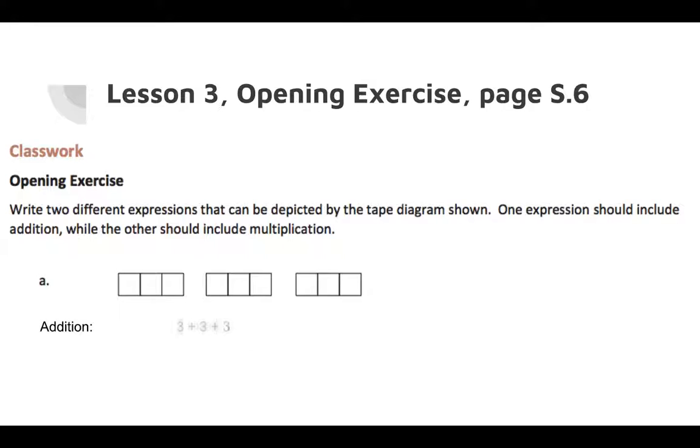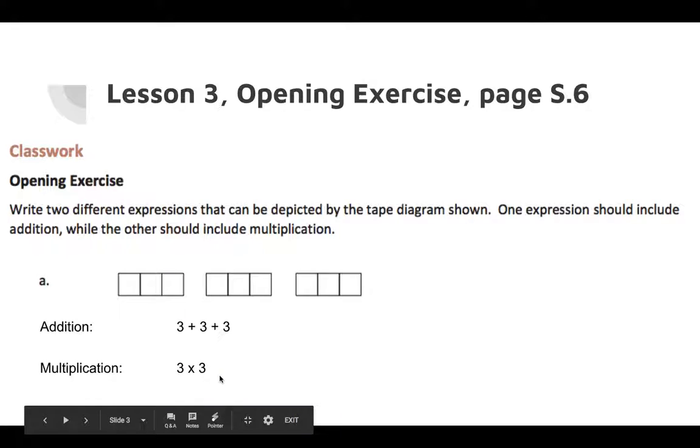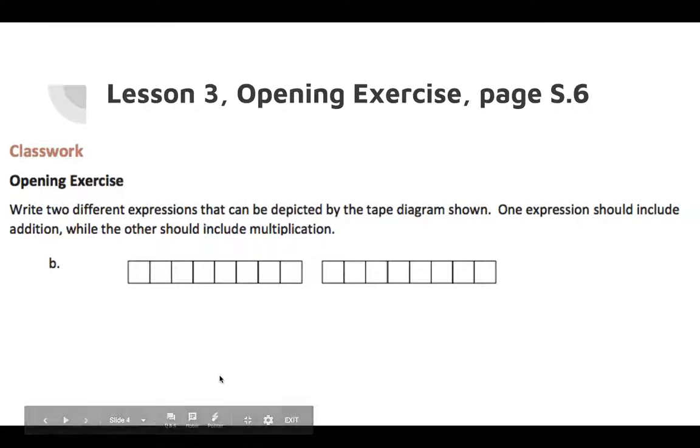So addition would look like this: 3 plus 3 plus 3. Multiplication should look like this: 3 times 3, right? So you have 3 groups of 3. And that can be represented as 3 plus 3 plus 3 or 3 times 3. And that is the basic premise of this whole lesson, really.